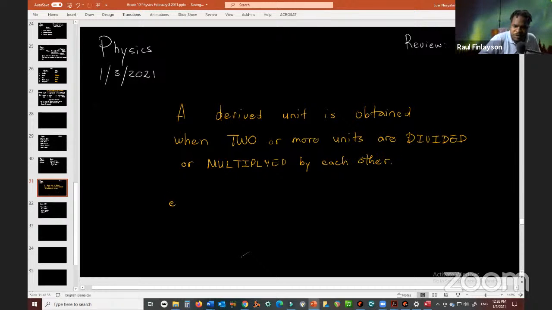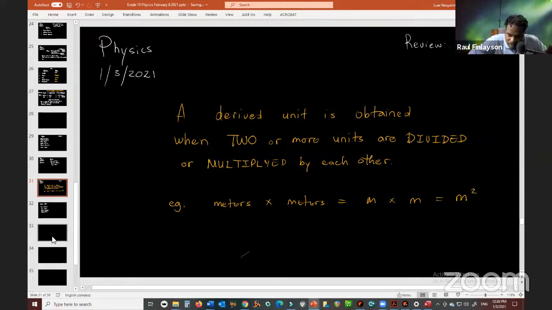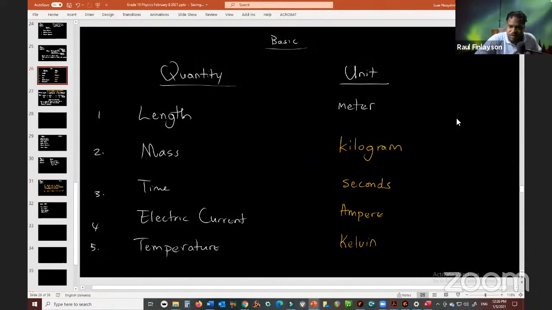An example here: we just say that meters times meters give you meters squared. So that's a unit. Meters times meters give us meters squared. You could also say m times m, which is the same thing as m squared, the meter squared. But then what if we got something else, like when we divide? I'll go back to the base units and we can see what's happening here.